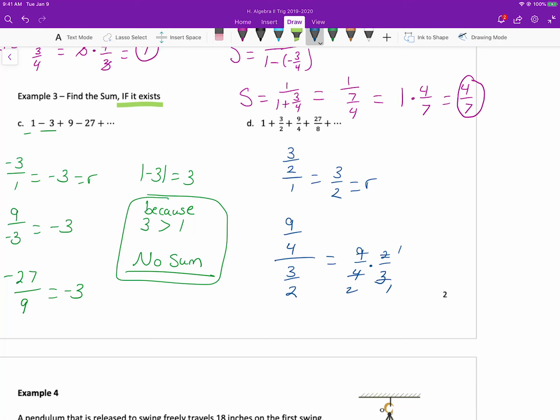So now to test for my last term, 9 times 3 is 27. 4 times 2 is 8. My common ratio is 3/2. And then 3/2 is greater than 1. So this also does not have a sum because my common ratio is greater than 1.